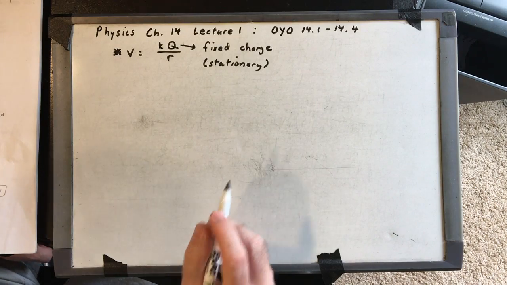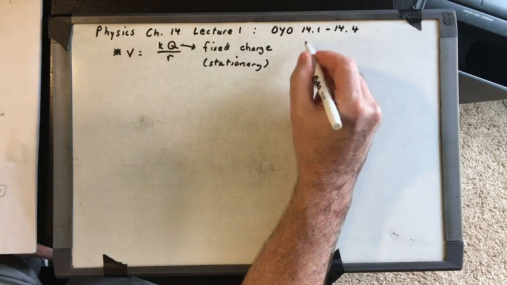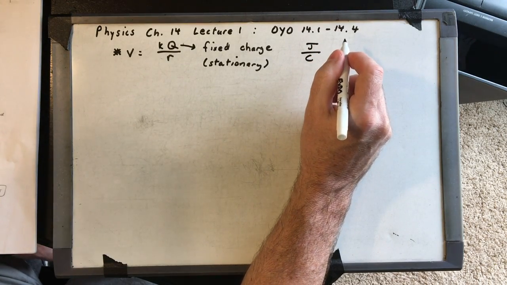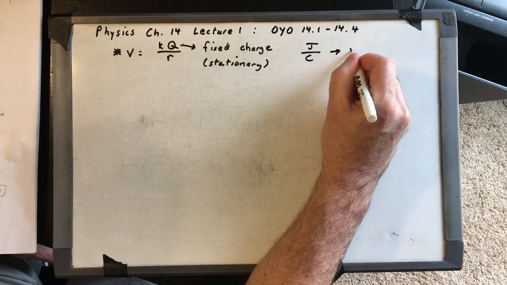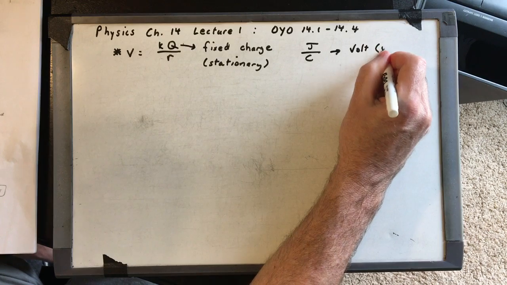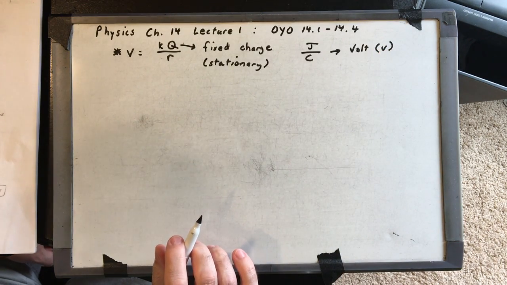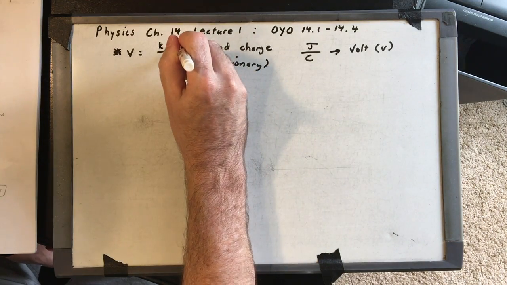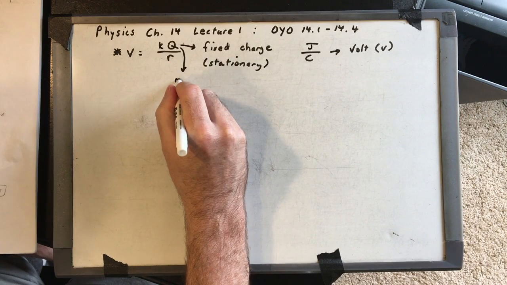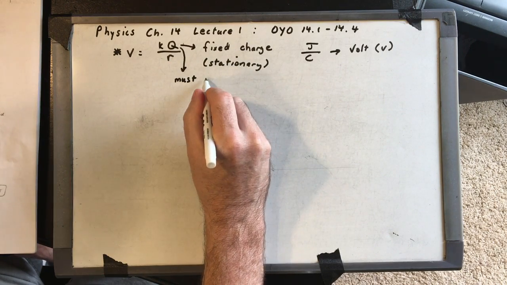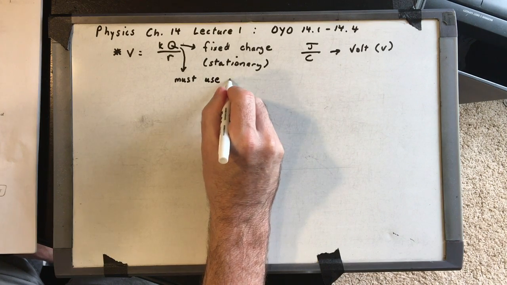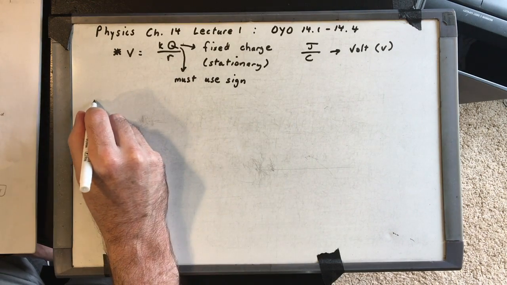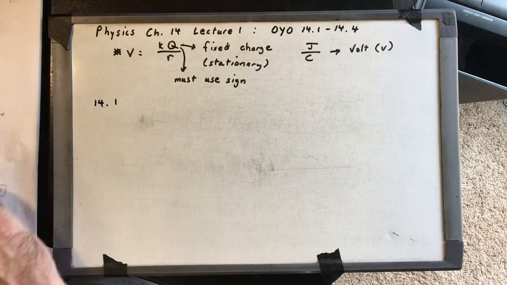The unit for volts is joule per coulomb, so energy per unit of charge. And that is a volt, which we just designate with V. And also in Q, unlike chapter 13, you must use the sign, so it could be positive or negative. So that's another difference.